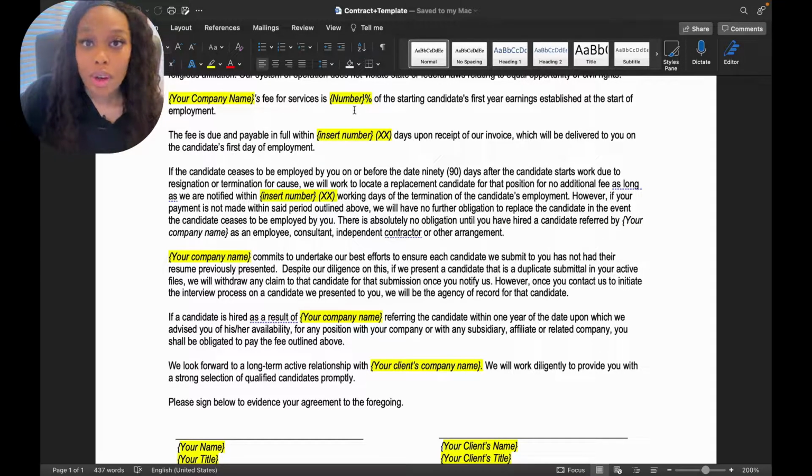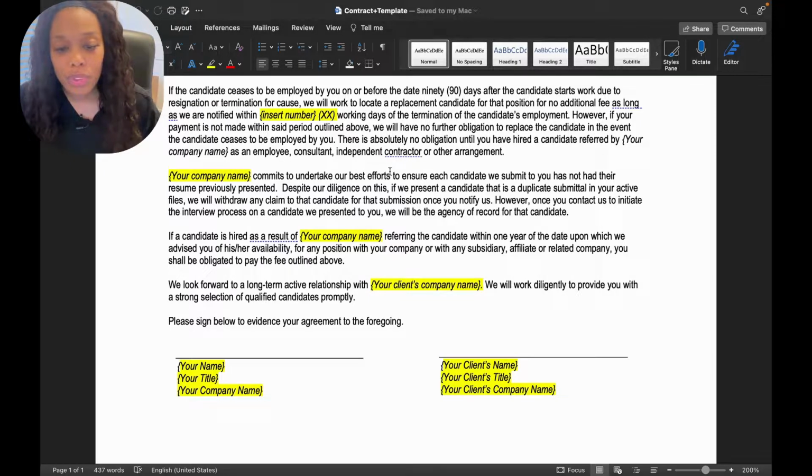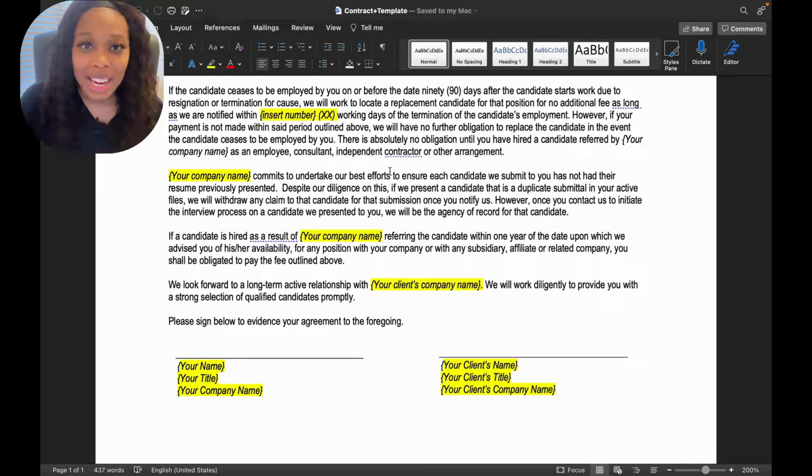You want to make sure that you're compensated fairly. Okay, so this next section really focuses on what happens if the candidate were to resign or be terminated for any reason at all. What does that guarantee period really look like? That's what is considered to be the guarantee clause.